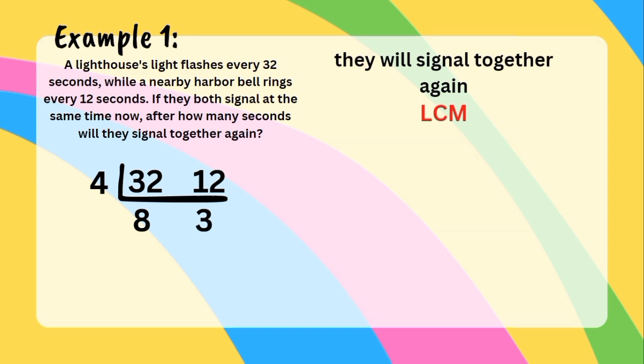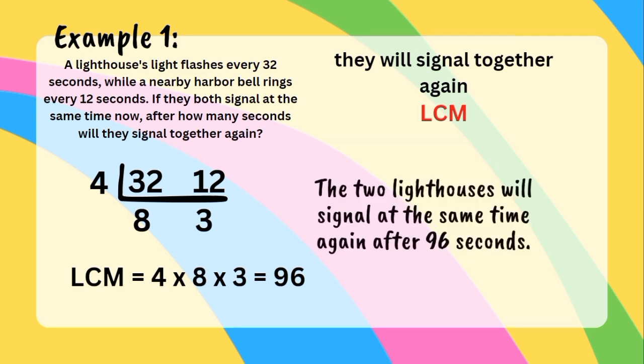So, in looking for the LCM, I am just going to multiply the numbers on the left side and the bottom part. So, I have 4 times 8 times 3, and that is 96. Therefore, the lighthouse and the harbor bell will signal at the same time again after 96 seconds. That's it.